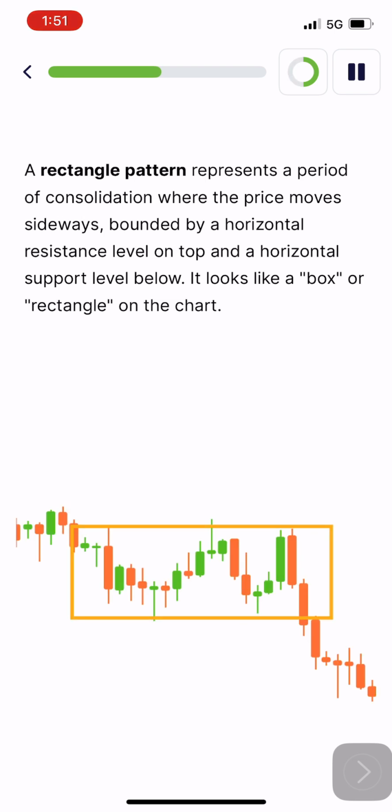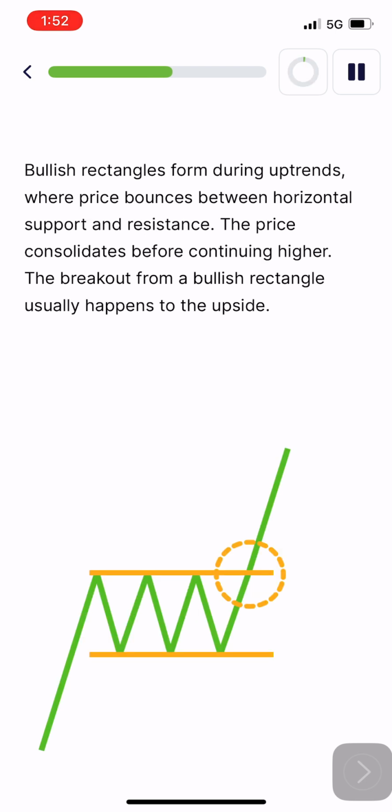A rectangle pattern represents a period of consolidation where the price moves sideways, bounded by a horizontal resistance level on top and a horizontal support level below. It looks like a box or rectangle on the chart. Bullish rectangles form during uptrends, where price bounces between horizontal support and resistance. The price consolidates before continuing higher.